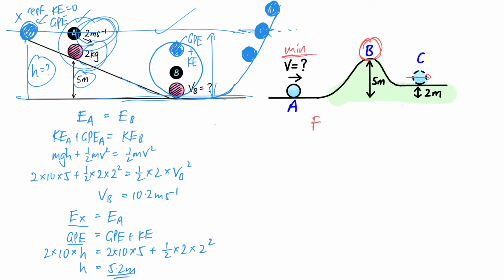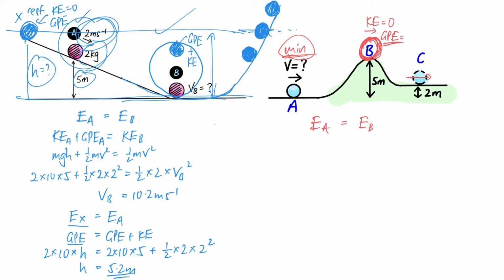So I should be looking at the total energy at point A equals the total energy at point B. In order to barely go over B, I can assume that the minimum speed is that required for the ball to just go over. So that means the KE at this point will be considered 0, and all the energy it has will be just GPE.